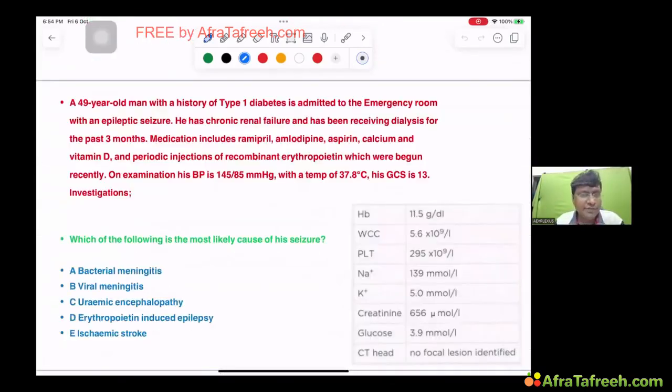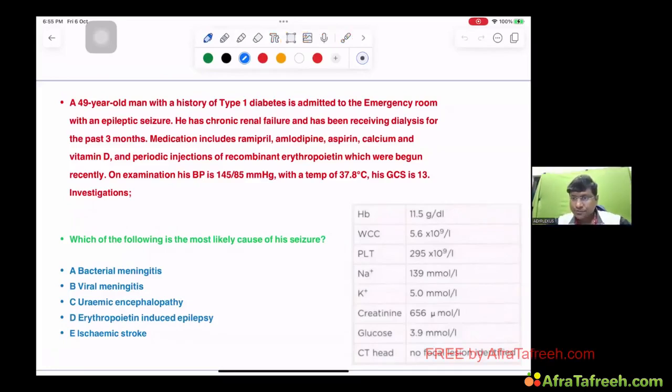A 49-year-old man with a history of type 1 diabetes mellitus is admitted to the emergency room with an epileptic seizure. He has chronic renal failure and has been receiving dialysis for the past 3 months. Medications include ramipril, amlodipine, aspirin, calcium, vitamin D, and periodic injections of recombinant erythropoietin, which were begun recently. On examination, blood pressure is 145 by 85, temperature 37.8, GCS 13. These are the investigations given. Which of the following is the most likely cause for the seizure?